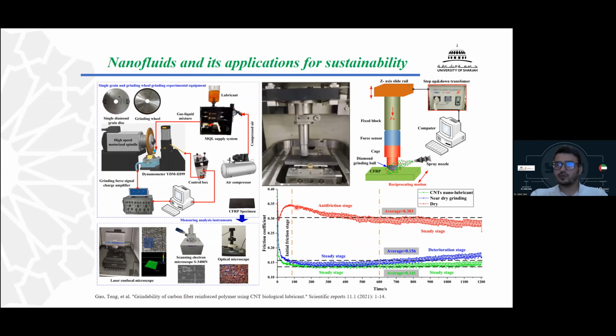So you can see if you use the dry method on the carbon fiber reinforced polymer, the friction coefficient is very high. However, if you use carbon nanotube, which is the green line, you can see it reduces the friction a lot, which means this will give you better cutting, grinding, and even better surface finish.